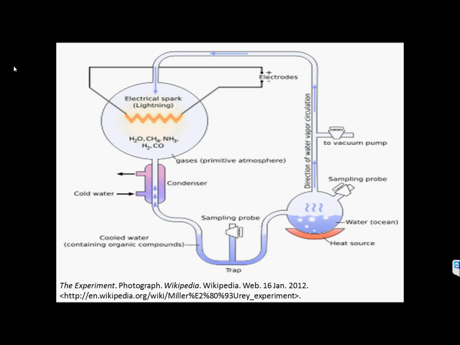The Miller experiment was an experiment to create early life by simulating early Earth's environment. Instead of creating early life, they created amino acids.